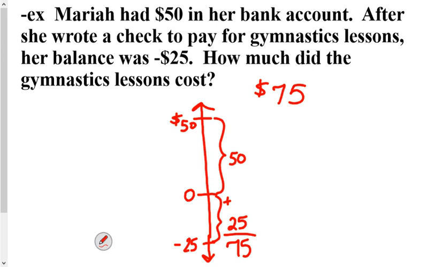Now, kind of thinking through this again, what does 0 represent in this particular situation? 0 in this particular situation represents having no money in the bank. So when she got to negative 25, it meant she was in debt. When she was at positive 50, it meant she had $50 in the bank. If she had been at 0, that would have meant that she had no money in the bank, meaning she didn't owe the bank money and the bank did not owe her money either.